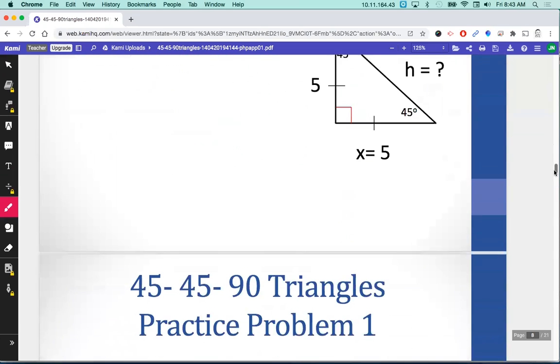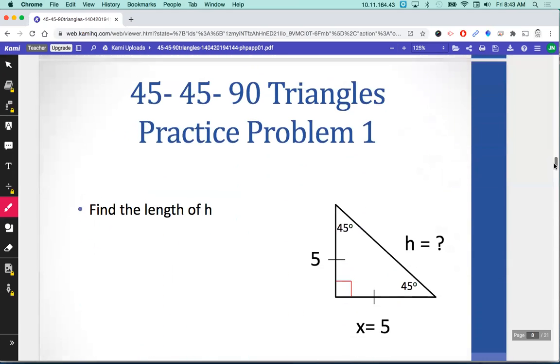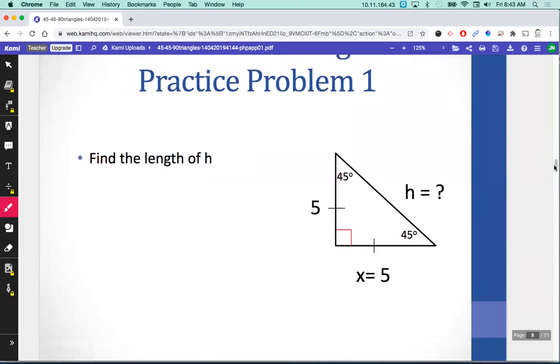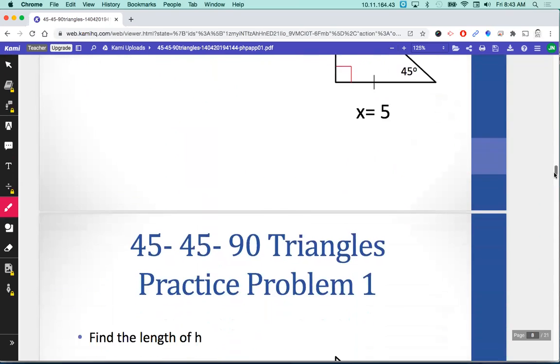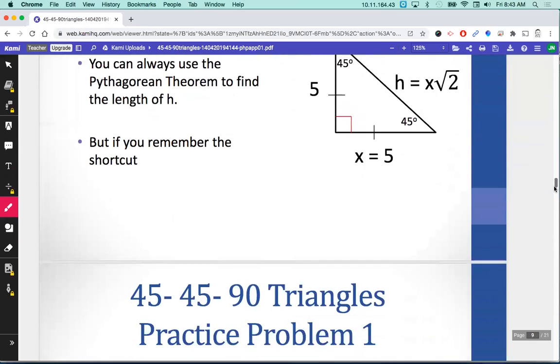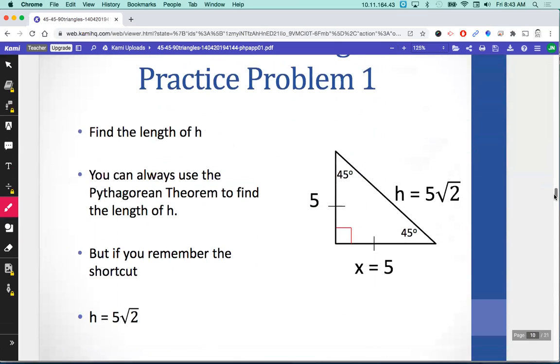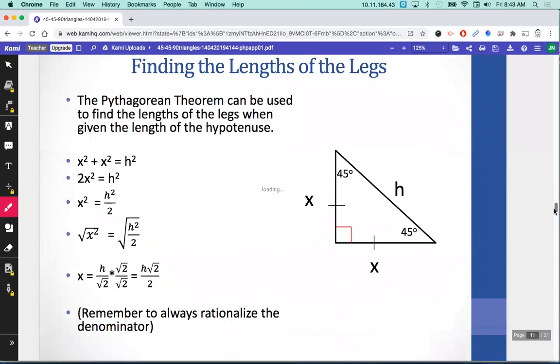This is part of what we figured out. It says find the length of the hypotenuse. We figured out that was going to be 5 radical 2. All right.